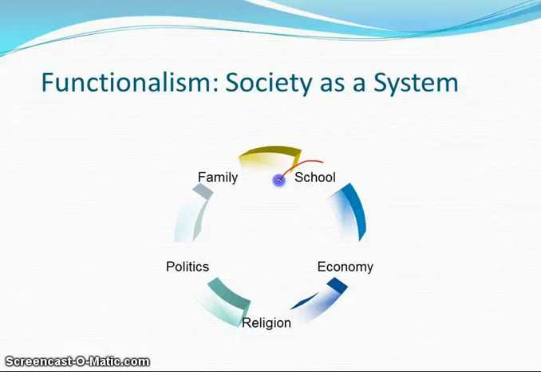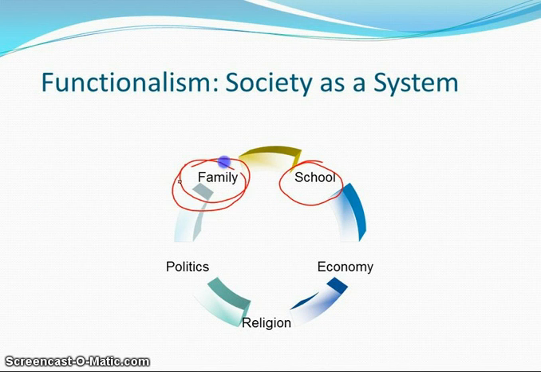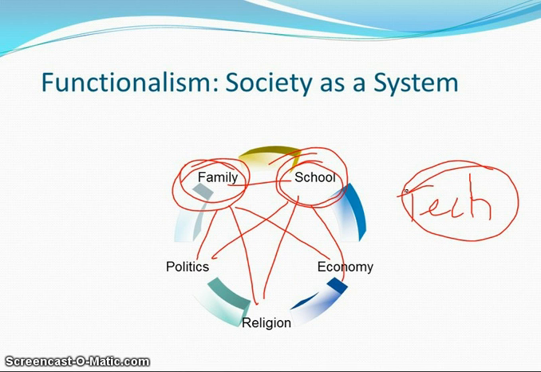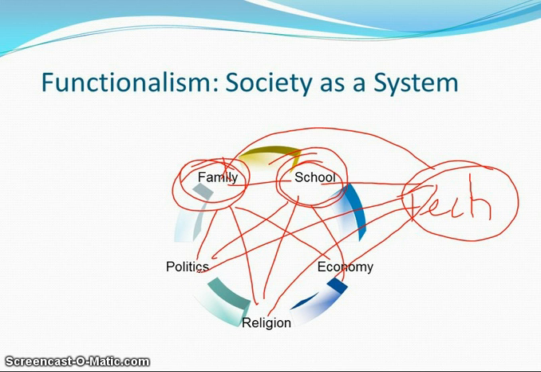So whenever something in the school changes, it's going to impact the family. Whenever something in the family changes, it's going to impact the school. Right? And we could use these other examples as well. They're all part of what goes on here. I'm just focusing on family and school right now for the purposes of our example. But if we wanted to put technology as another part of the system, well then when technology changes, that's going to affect the school. That's going to affect the family. That's going to affect the economy and religion and politics and everything else.